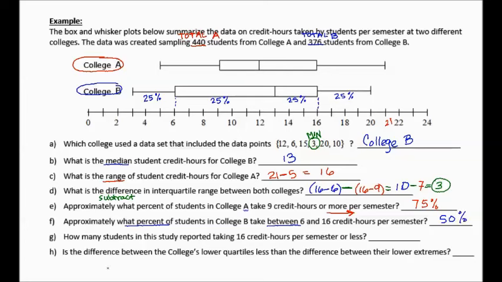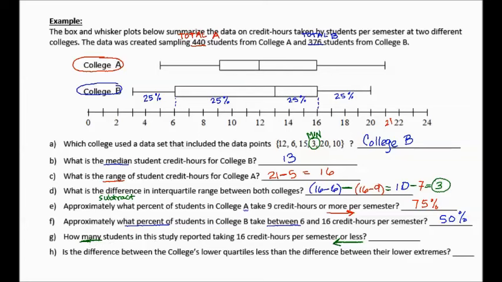Part G. How many students in this study reported taking 16 credit hours per semester or less? Or less means smaller, to the lower numbers to the left. Now, important parts of this part G. How many? It does not refer to the percent. It refers to the total, which, if you recall from the beginning, we write above here on the top of the drawing. By finding the total numbers for each one and dividing each one by 4.